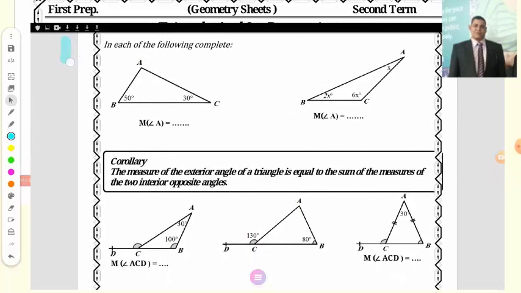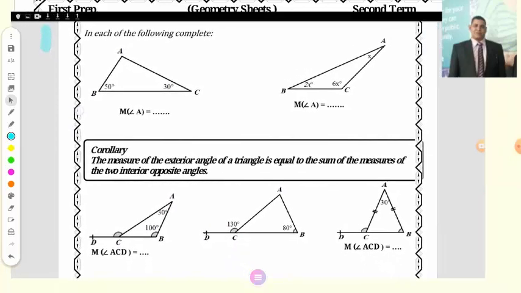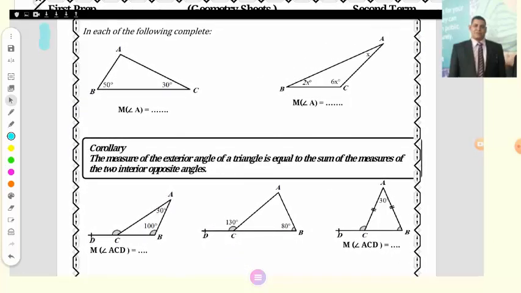Here we have some examples. The first one, find measure of angle A. Angle A is an interior angle of triangle ABC. Since we know that the sum of measures of the interior angles of a triangle equals 180 degrees, measure of angle A equals 180 degrees minus (50 plus 30), which equals 100 degrees.